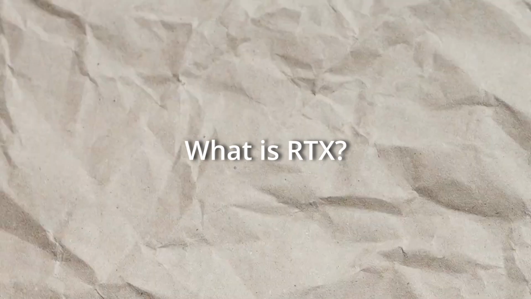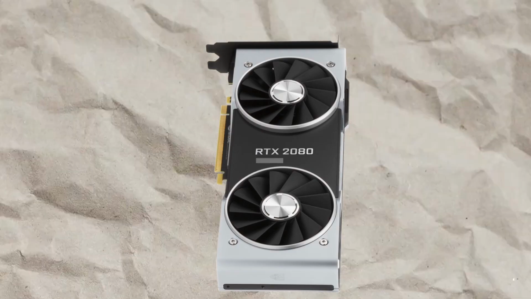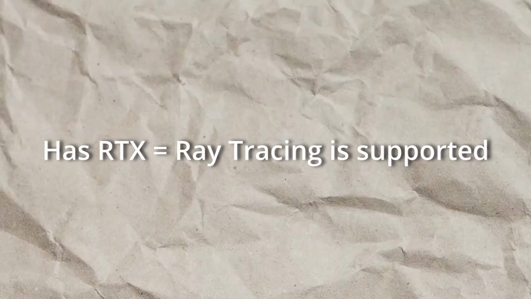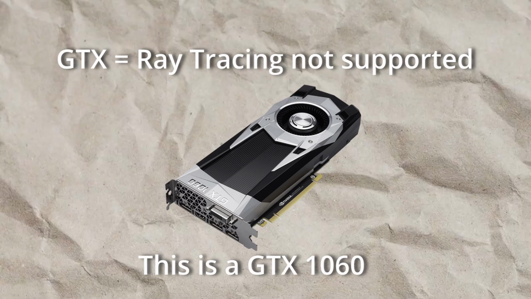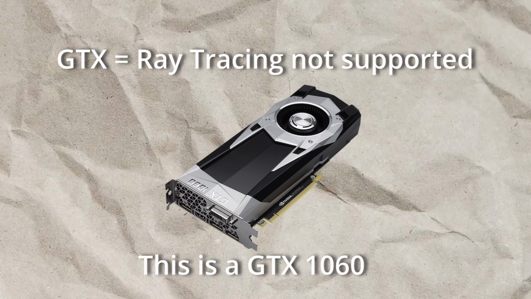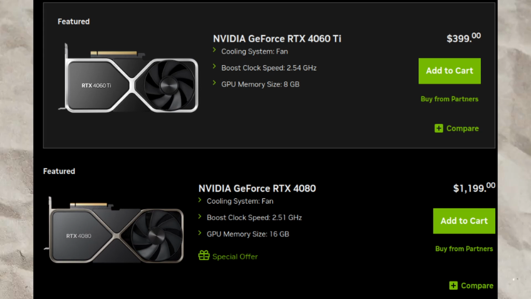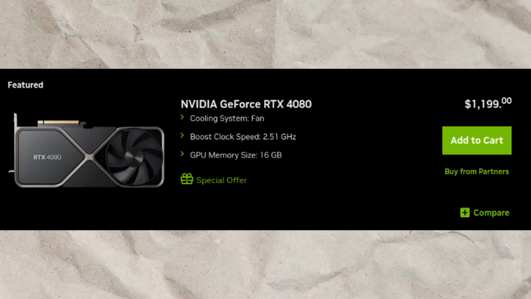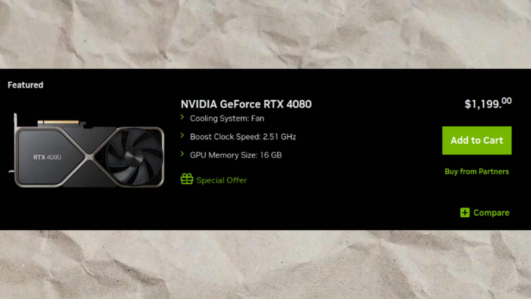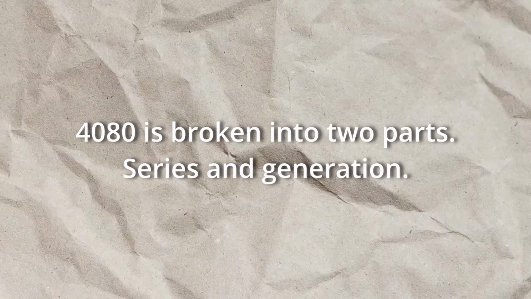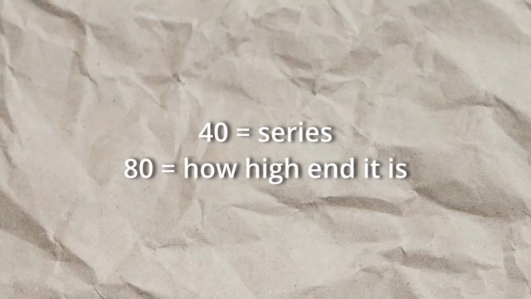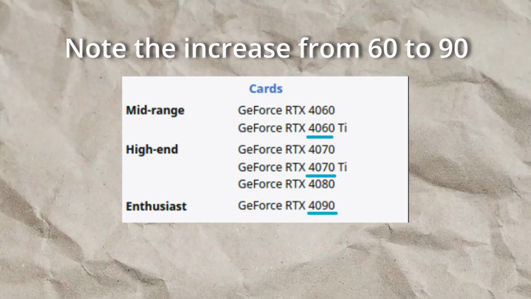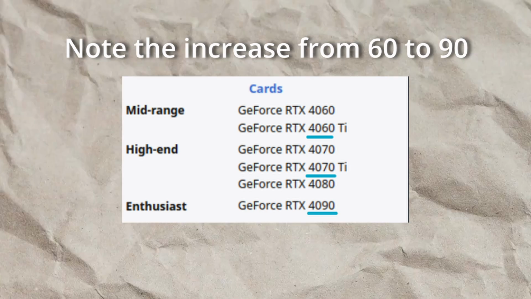Now, what does RTX mean? Well, if a card has RTX in its name, which is most modern NVIDIA cards, ray tracing is supported. If it's a GTX instead of RTX, ray tracing is not supported. So, what about numbers? You can see on the screen here there's a 4080 and a 4060. Let's focus on the RTX 4080. What does 4080 even mean? 40 is the series or the generation, and 80 is how high-end it is. The higher the number, the more expensive it is, and the better performant it is.